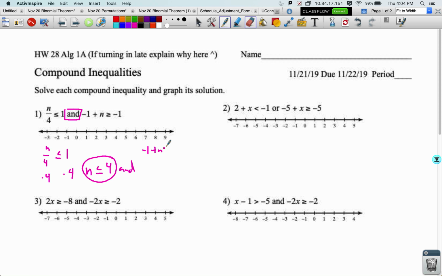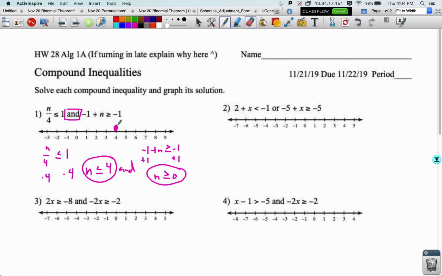Negative 1 plus n is greater than or equal to negative 1. I add 1 to both sides. And I get that n is greater than or equal to 0. So and tells me that these should connect. And if they don't, I want to go back and double check my work before I declare that this has no solution.